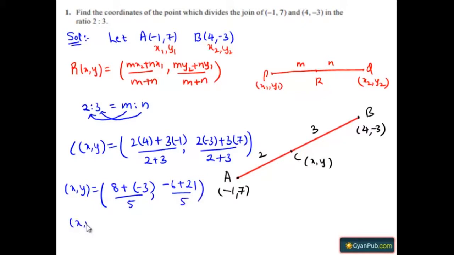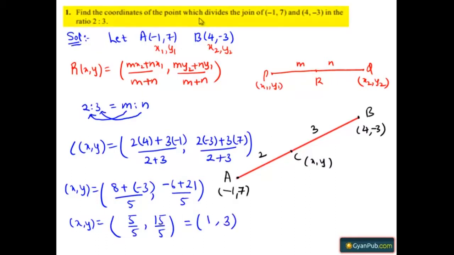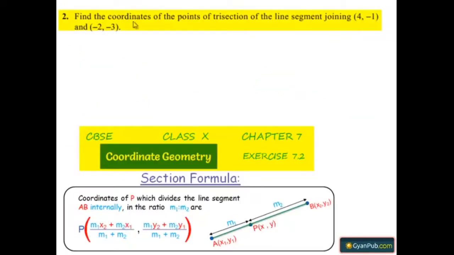So (x, y) equals 8 minus 3 is 5 divided by 5, 21 minus 6 is 15 divided by 5. That equals 1 and 3, since 5 goes in 5 one time and 5 goes in 15 three times. Hence, the coordinates of the point which divides the join of (-1, 7) and (4, -3) in the ratio 2:3 are (1, 3).